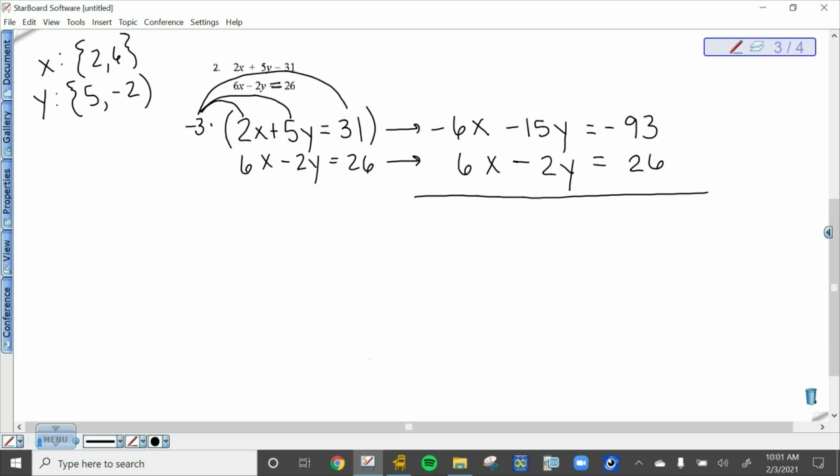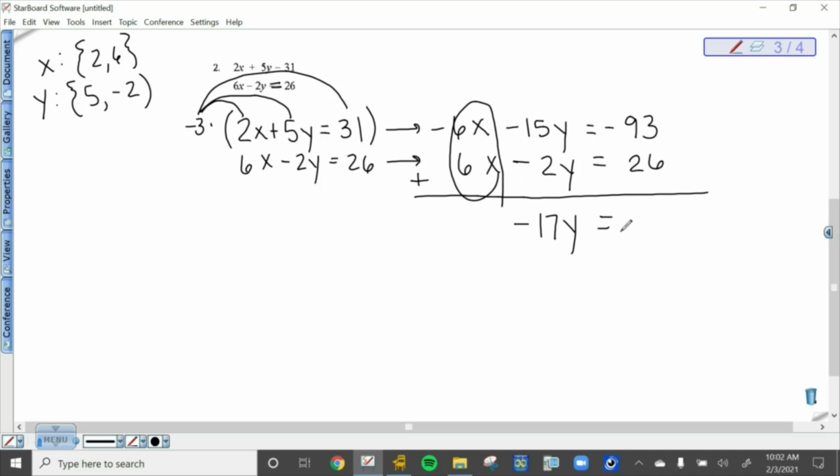So the first one, negative 6x plus 6x, what will that give me? 0. What about negative 15y plus negative 2y? Negative 17y. Did you say 13? So think about it. It's two negative numbers, so that's still negative. So negative 17y equals now negative 93 plus 26.